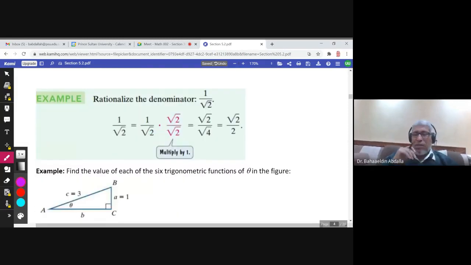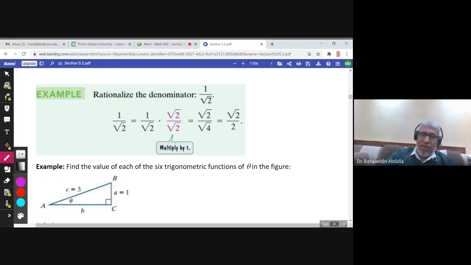Remember, we rationalize the denominator. If you have a square root in the denominator, square root of 2, for example, if you multiply by square root of 2 over square root of 2, then square root of 2 times square root of 2 is 2, and 1 times square root of 2 is square root of 2. So we will need to rationalize the denominators here in this section.